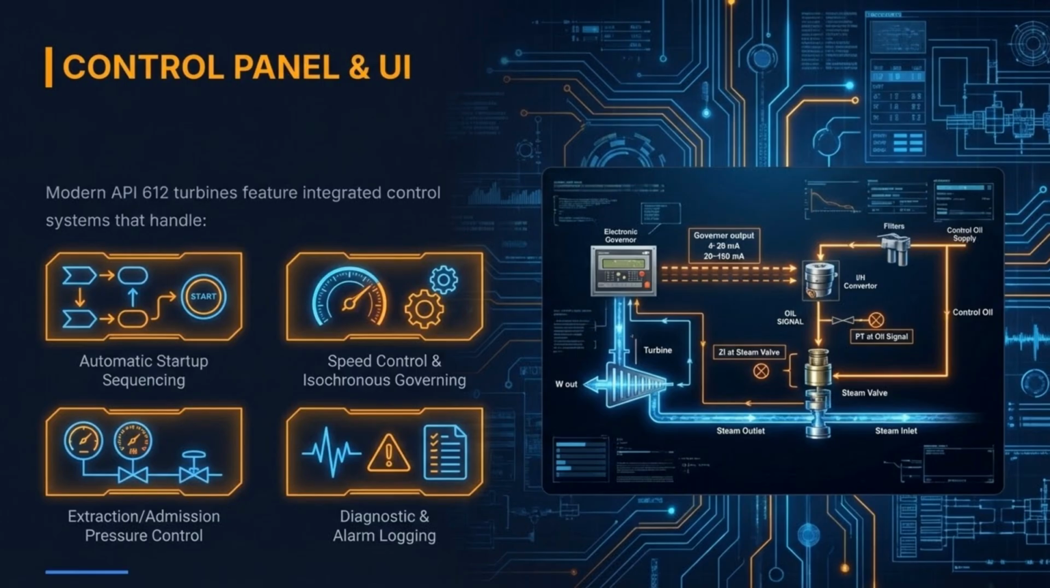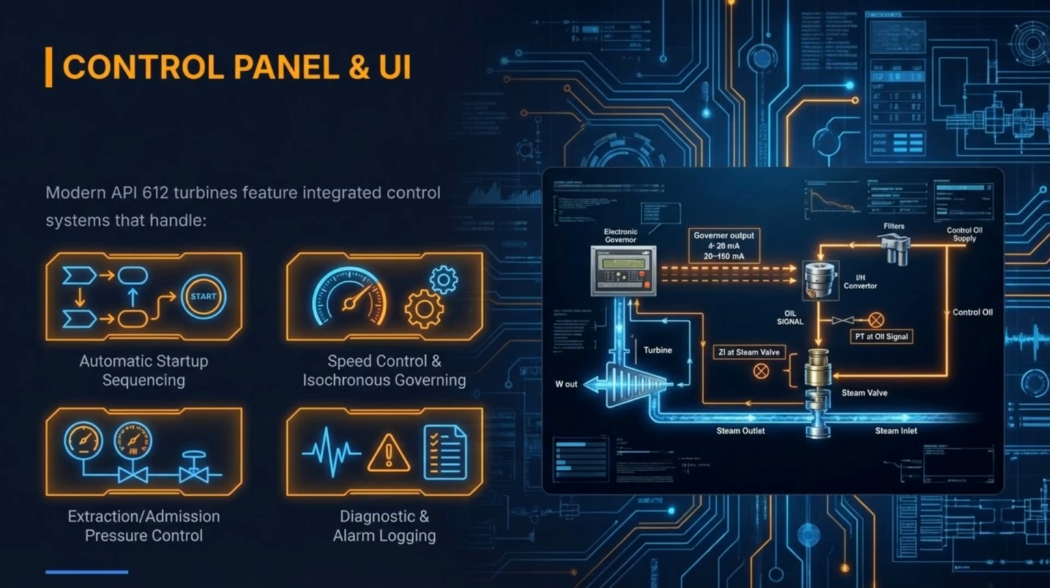Speed control and isochronous governing. We are talking surgical precision here. Whether the load drops or spikes, the governor keeps the speed locked in perfectly. Extraction/admission pressure control. For complex processes, the system manages steam entering or leaving at different stages without breaking a sweat. Diagnostic and alarm logging. If something goes wrong, the turbine tells you exactly what happened and when, and no more guessing games in the control room.